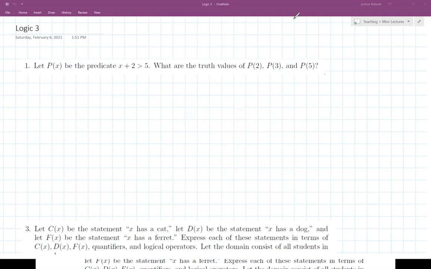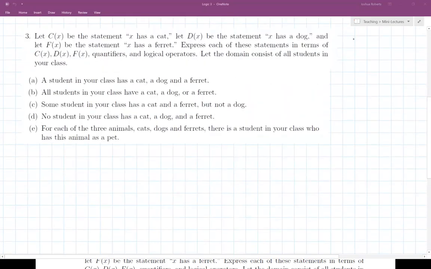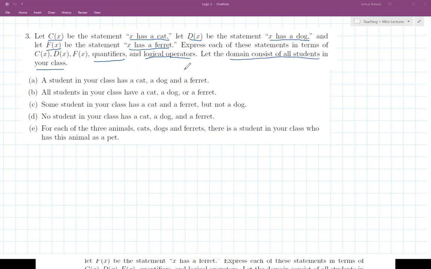Let's move on to one a little bit more substantial. Let's look at this one. So C of X is the statement X has a cat. Okay, so here is my predicate. D of X is going to be the predicate X has a dog. F of X is the statement X has a ferret. And we want to express each of the statements below using quantifiers and logical operators. And we're told the domain is going to be all students in your class. So now we're not worrying about true or false. We just want to write these symbolically.